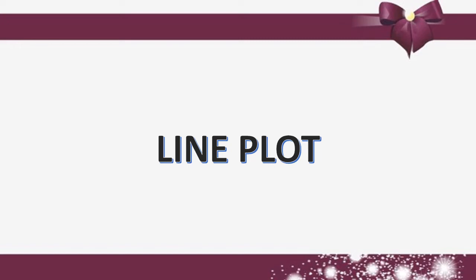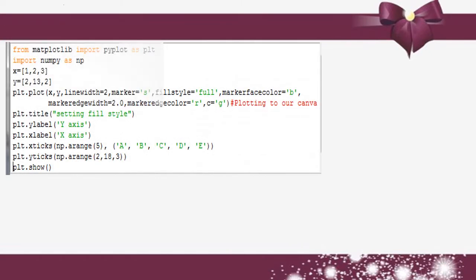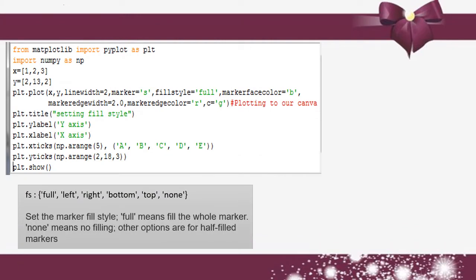In this video we are going to see a few functions of the line plot. First, fill style. Line fill style has the properties full, left, right, bottom, top, none.